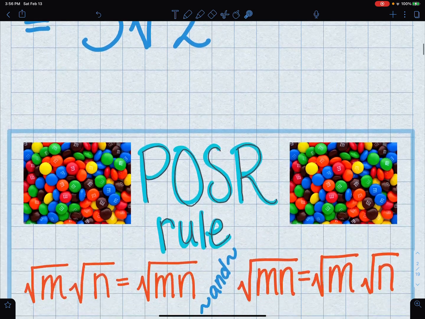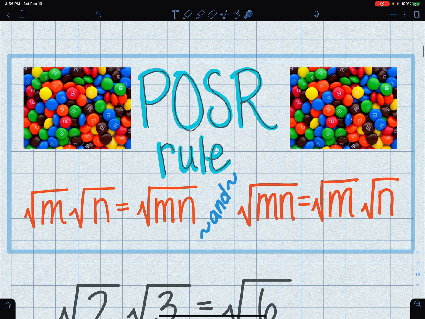And so that's the Poser rule. And I'll write, here it is in a different form, the Poser rule, product of square roots rule. And I put a bunch of M&Ms because they used M's and N's. These are not M and N's. I know they're not M and M's. It's just two M's, but still, it reminds me of M and N.